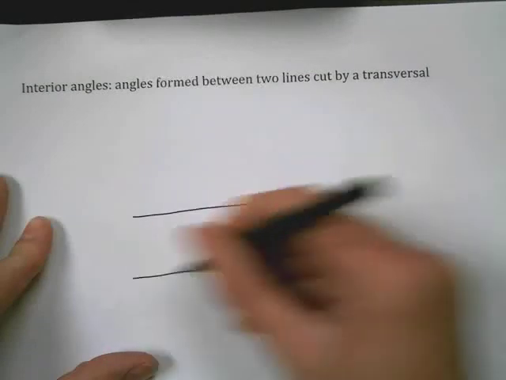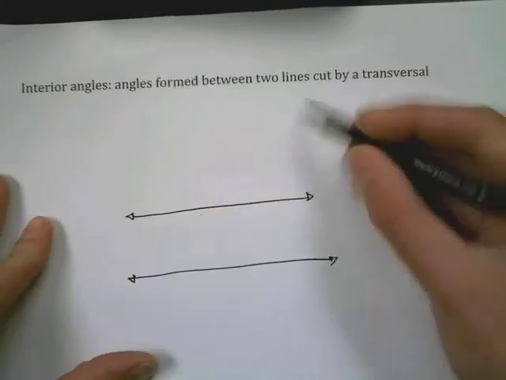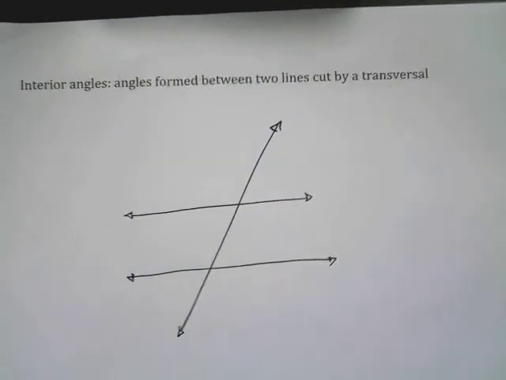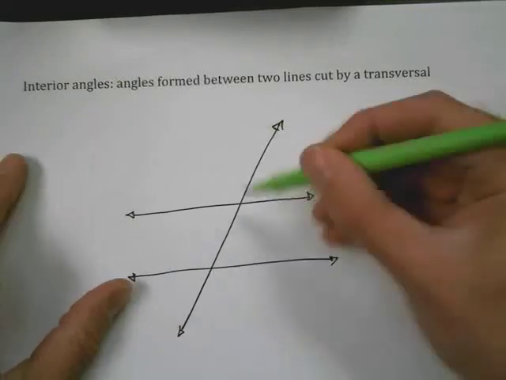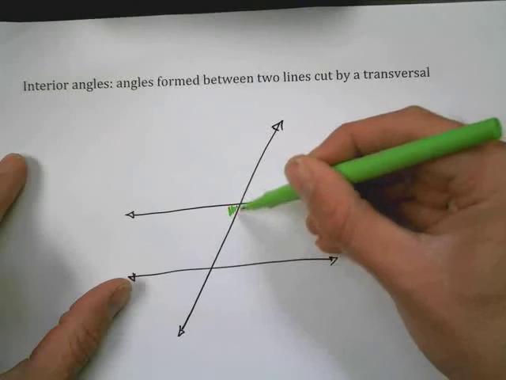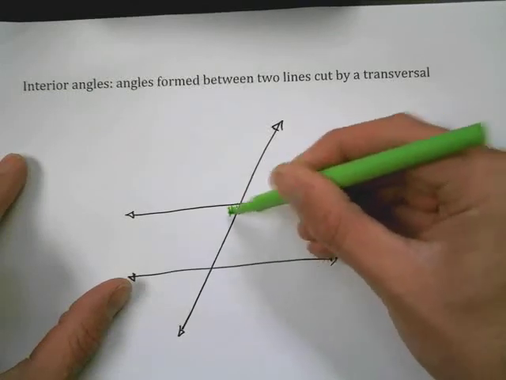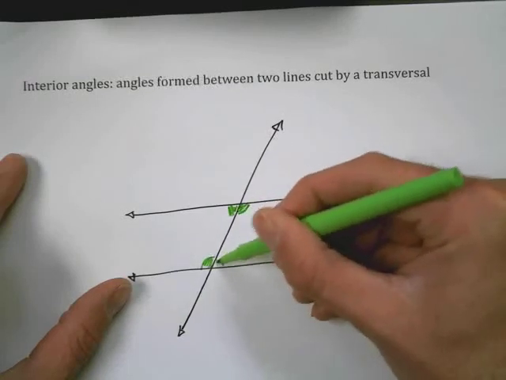Here's a couple of lines. They don't exactly have to look like this, but this is how yours look. And they're cut by a transversal, just another line that cuts those two lines. Transversals can cut 3 or 4 lines, but let's just keep it easy right now. So interior angles are formed between the two lines that are cut. So these angles are the ones that are formed. So this angle, this angle, this angle as well is interior, and so is this.